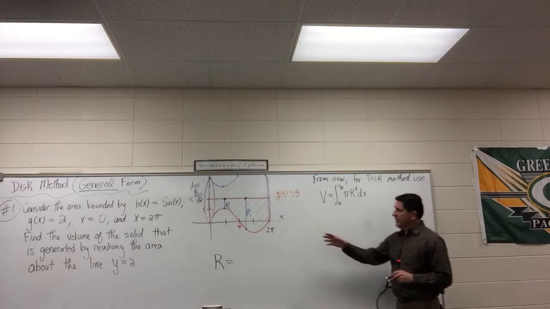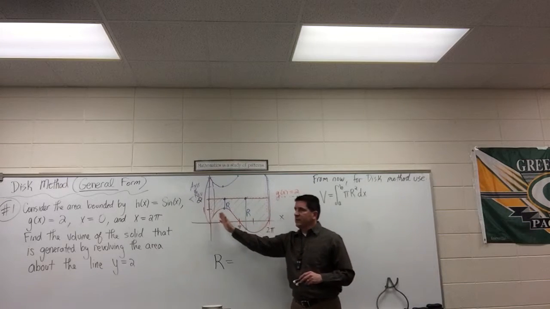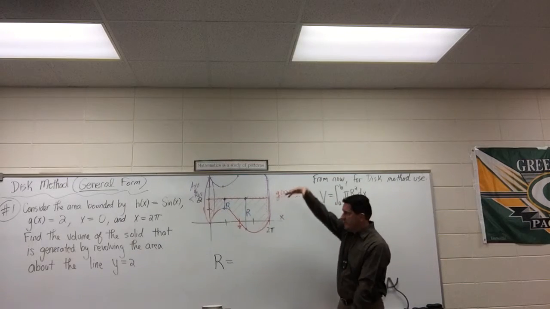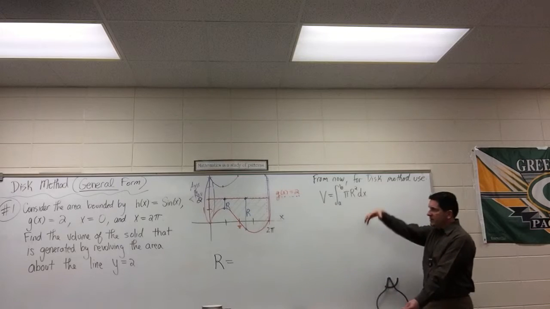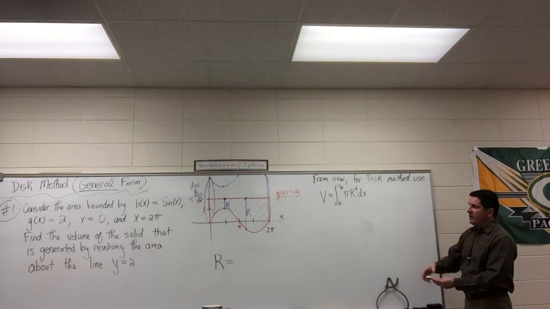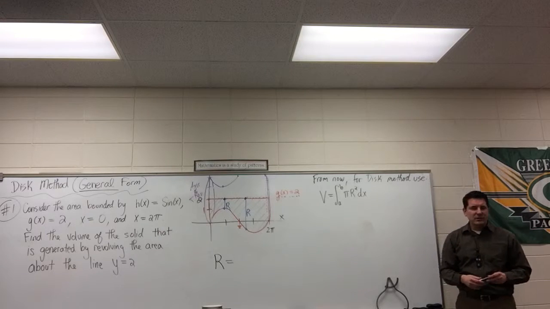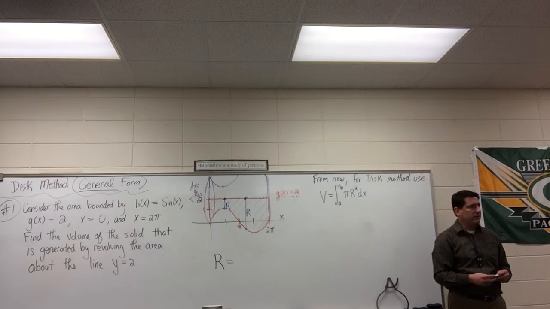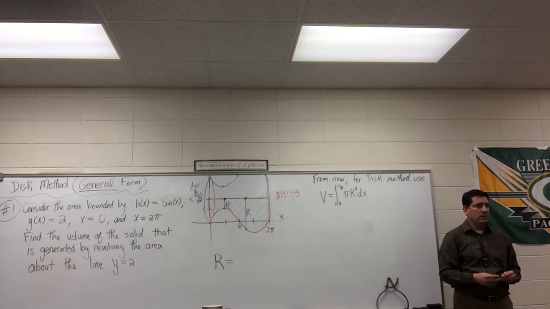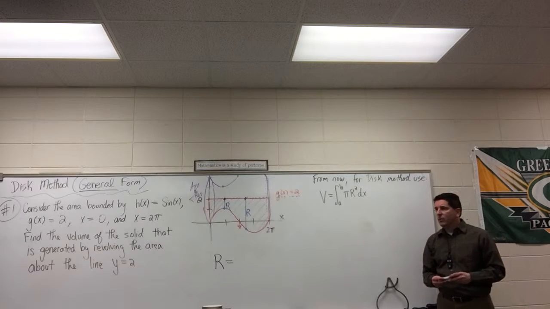Do you see that the radius changes as we go from left to right? That forms the different size disks. That makes the solid. And we're accumulating all of those disks with the different radii. But what's the general formula for the radius? That's the question that we need to answer.